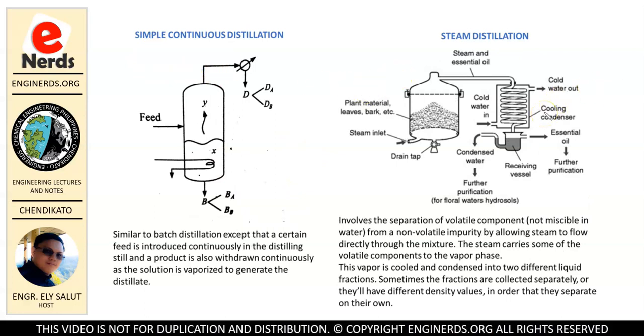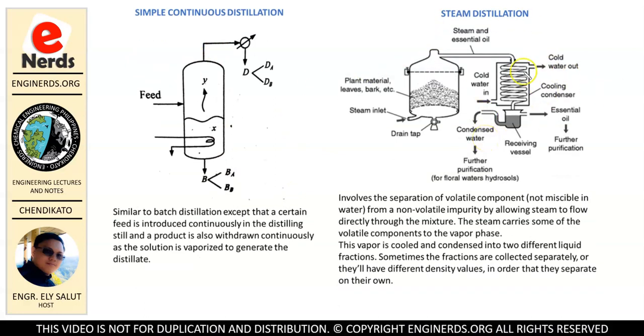Now, we have what we call steam distillation process. So, meron tayong example diagram here. And this is, as you can see, an example kung saan we have a product here which is an essential oil because usually ginagamit yung steam distillation sa pag-i-extract ng oil. So, this involves the separation of volatile component which is not miscible in water from a non-volatile impurity by allowing steam to flow directly through the mixture. Okay, so have a look at our figure in here. Ito yung ating liquid mixture.